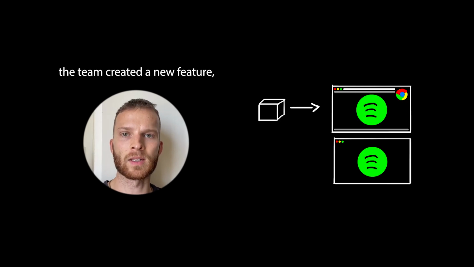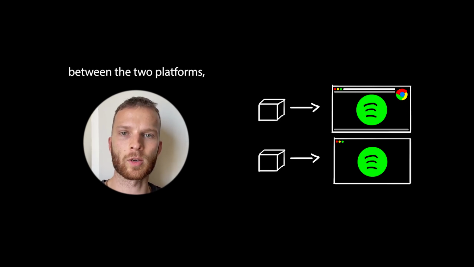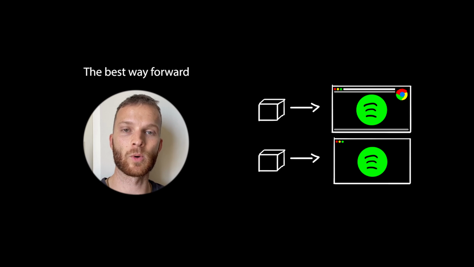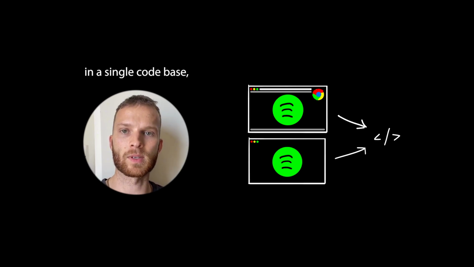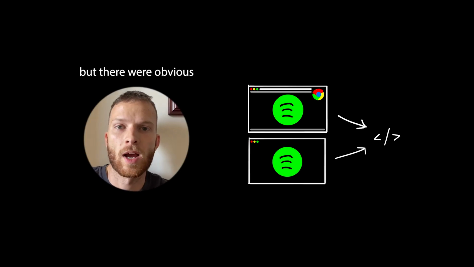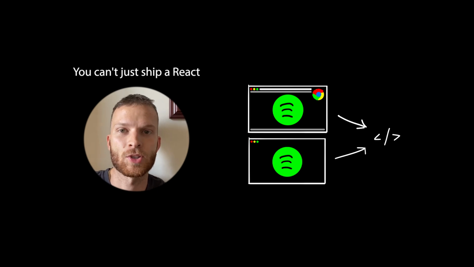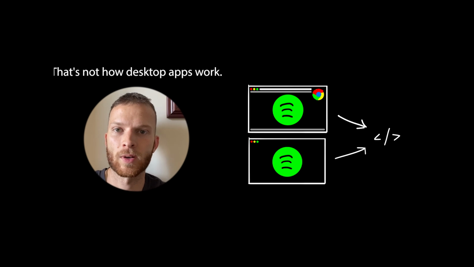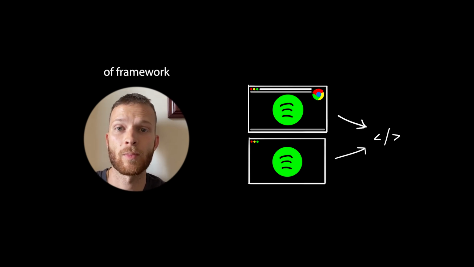Anytime the team created a new feature, they needed to duplicate the work between the two platforms, which was difficult and time-consuming because they were written in two different languages. The best way forward would be to converge the two platforms in a single codebase. But there were obvious functional limitations. You can't just ship a React app as a desktop app. That's not how desktop apps work. They need a specific type of framework to run as a standalone native app.